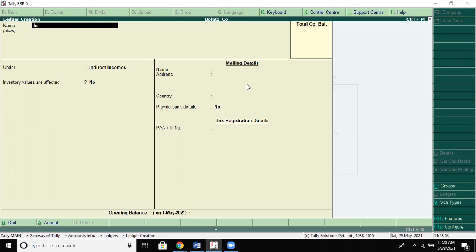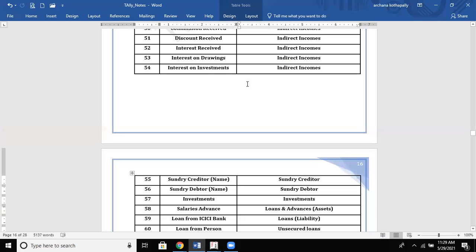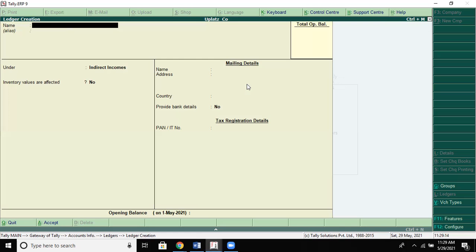Interest on drawings. So your proprietor has some drawings, and on the drawings the company will levy interest. So we get an interest amount, right? So it is an income to the organization. So interest on drawings, indirect income. Next, interest on investments. Obviously when you're receiving interest on your investment, it is an income, unearned income it is. So it comes in your indirect incomes.